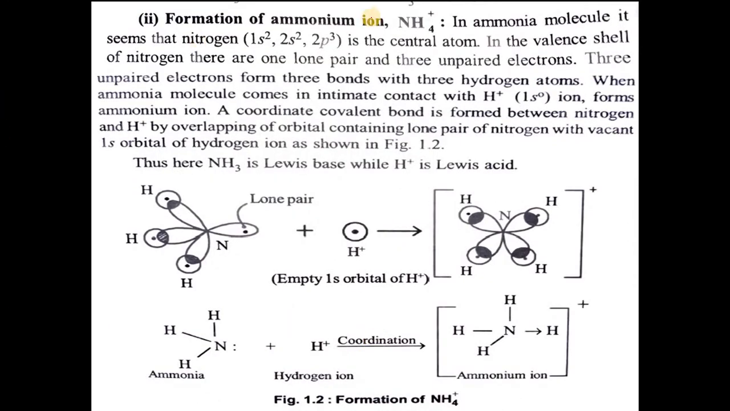Another example is the formation of the ammonium ion, NH4 plus. In the ammonia molecule, nitrogen has electron configuration 1s2, 2s2, 2p3 with sp3 hybridization, so it contains a lone pair. But in the case of the H plus ion, the electronic configuration is 1s0. To complete its doublet, 1s requires 2 electrons, so these 2 electrons are accepted from the nitrogen. Pictorially, NH3 contains a lone pair and H plus has an empty 1s orbital. After the combination we get NH4 plus. This is the formation of the NH4 plus ion.